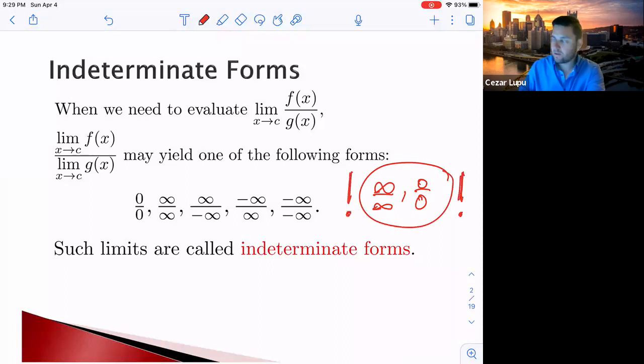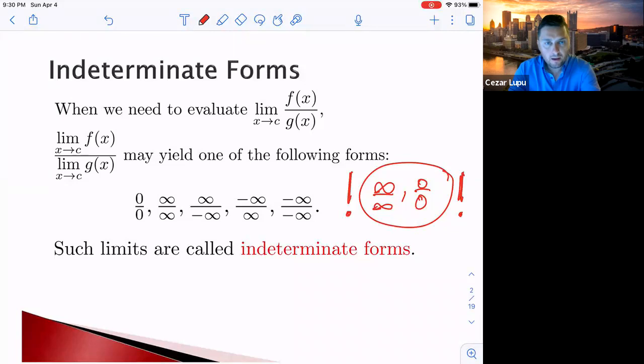And the L'Hopital rule will address at first these two indeterminate forms. So in other words, what we need to do is the following. We need to evaluate the limit of that quotient there: the limit as x approaches c, a number c, of f of x over g of x.